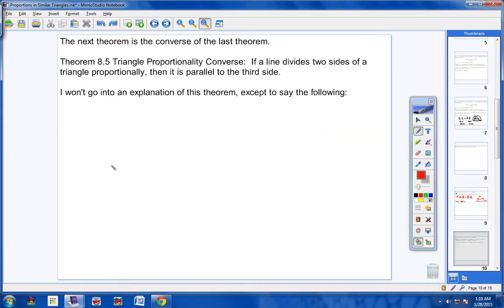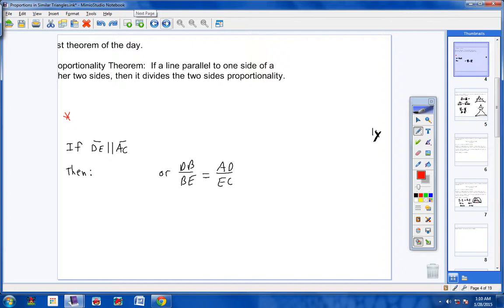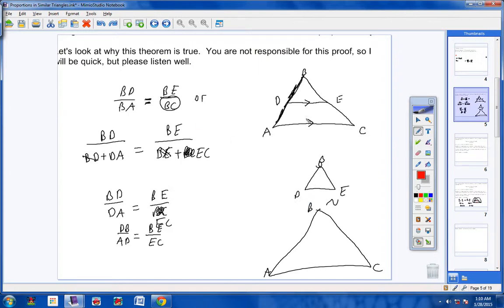Now, I won't go into an explanation of this theorem except to say the following. You would just go backwards, guys. You would start off by saying, okay, I have proportional sides, so write it like this. Then make some substitutions, and then put these sides in here. And then after you state this and this, you could then state that you have similar triangles. Once you state that you have similar triangles, you could then state this angle is congruent to this angle, and this angle is congruent to this angle.